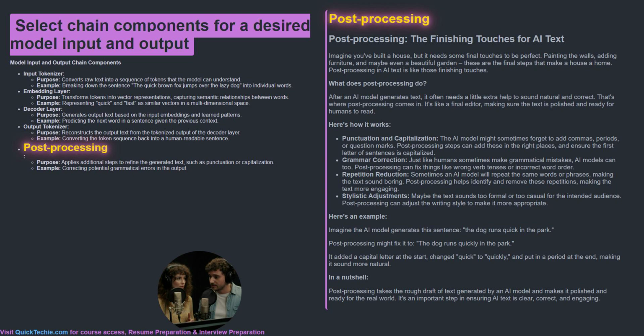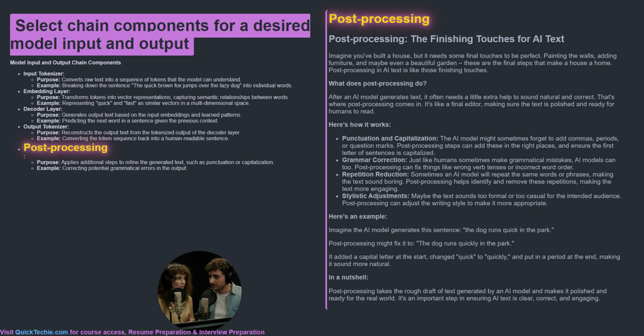Here's how it works: punctuation and capitalization. The AI model might sometimes forget to add commas, periods, or question marks. Post-processing steps can add these in the right places and ensure the first letter of sentences is capitalized. Grammar correction. Just like humans sometimes make grammatical mistakes, AI models can too. Post-processing can fix things like wrong verb tenses or incorrect word order. Repetition reduction. Sometimes an AI model will repeat the same words or phrases, making the text sound boring.